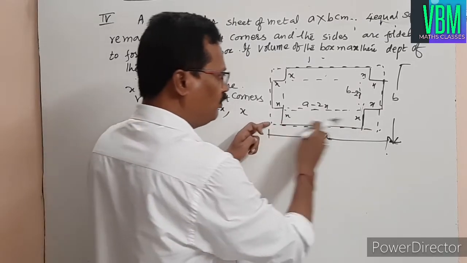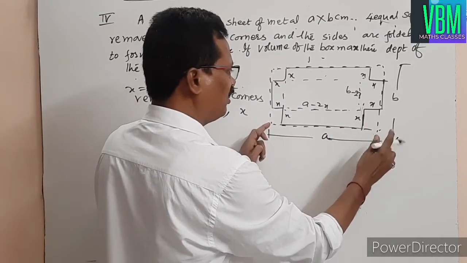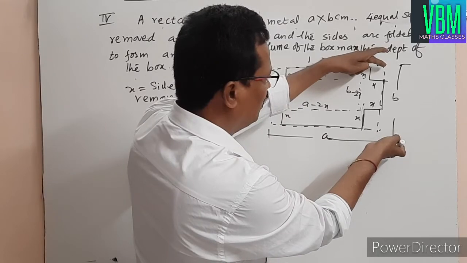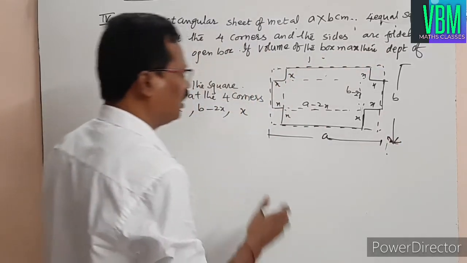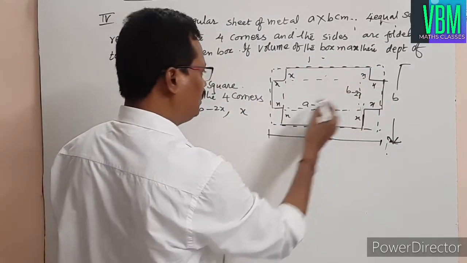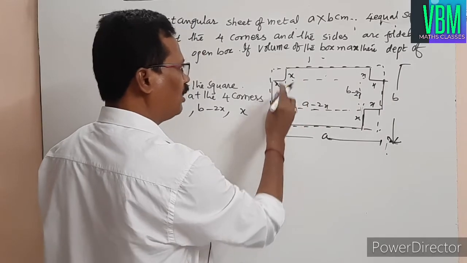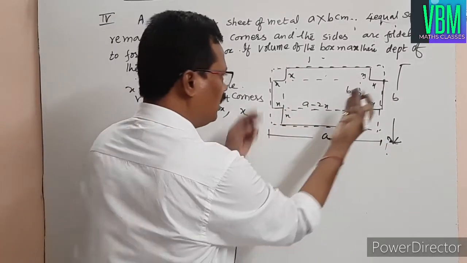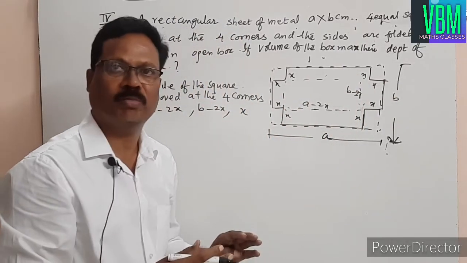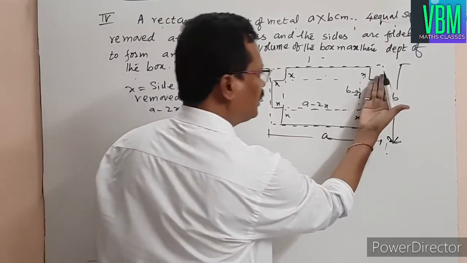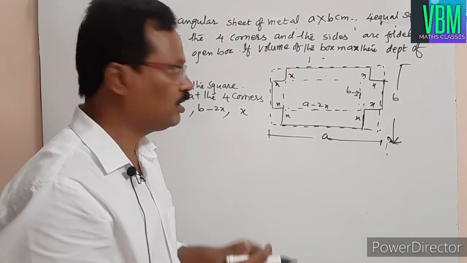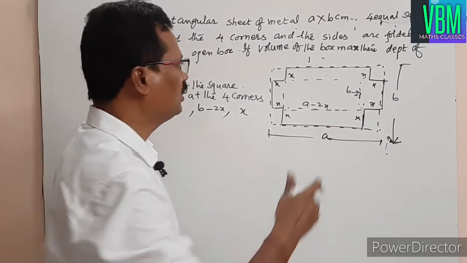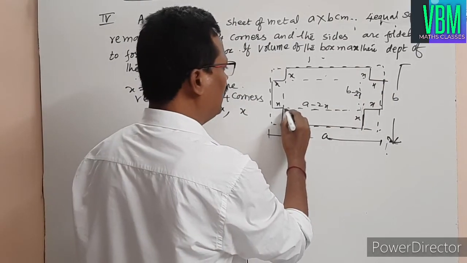Now the length of this sheet is a and the breadth of the metal sheet is b. Now 4 equal squares of side x are removed at 4 corners. Then this is folded to form the open box. This x will be the height of the box, that's called the depth of the box. And what will be the length?